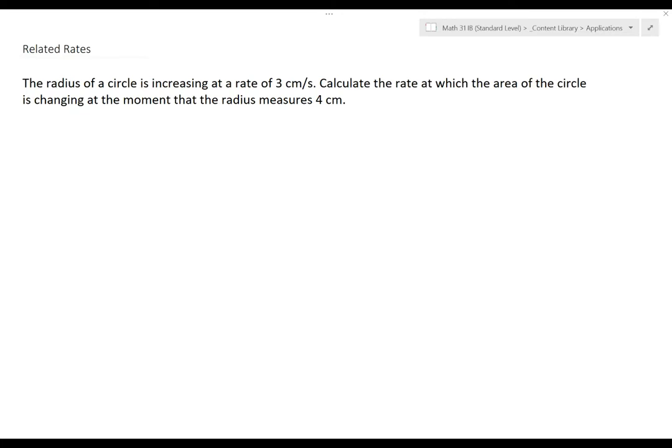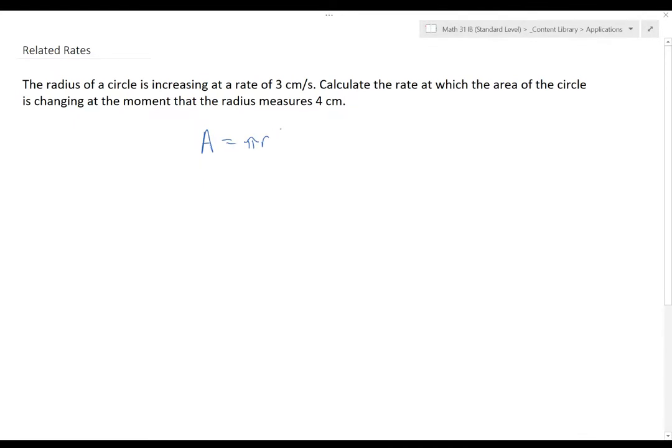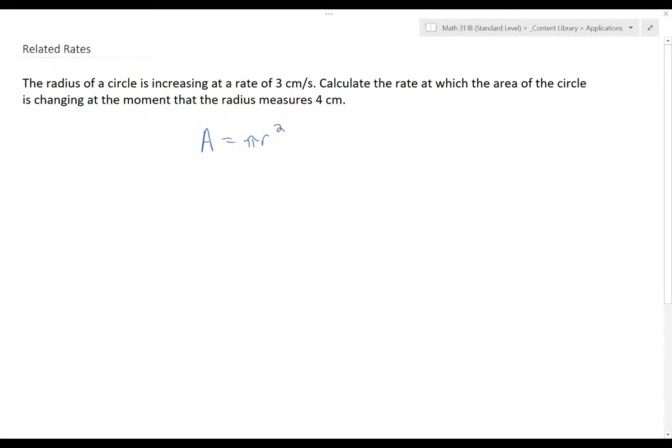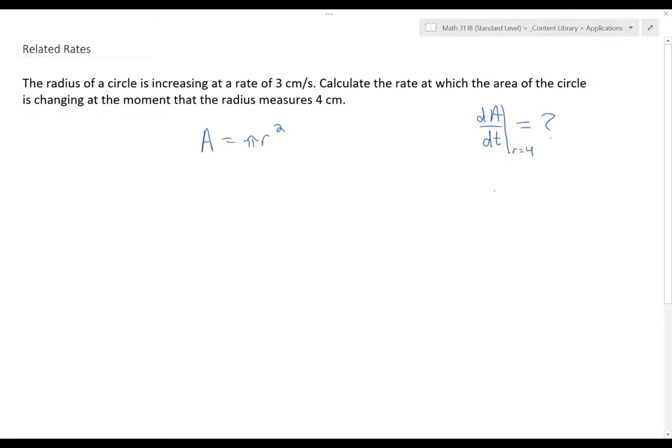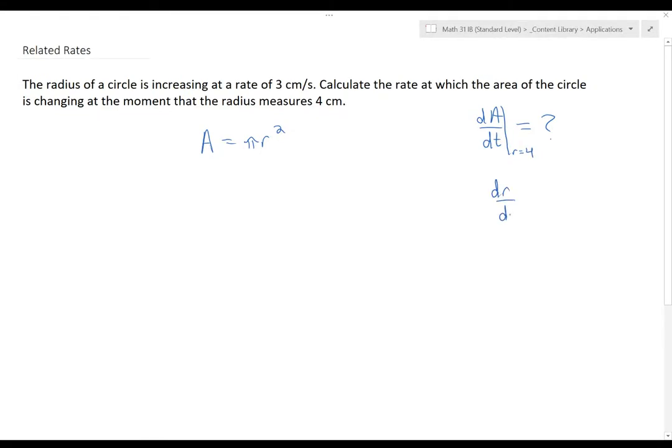Now, we can easily relate these two quantities, area and radius of a circle, using the formula A equals pi r squared. But what we are looking for is a rate of change for the area in terms of time. So in other words, I'm looking for dA/dt. I don't have a function for area as a function of time. I have a function for area as a function of radius. But I know, so this is what I'm looking for, and I'm looking for it at the specific moment when the radius is 4. I know that dr/dt is equal to 3 centimeters per second.